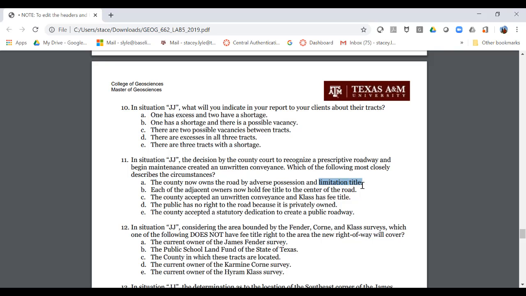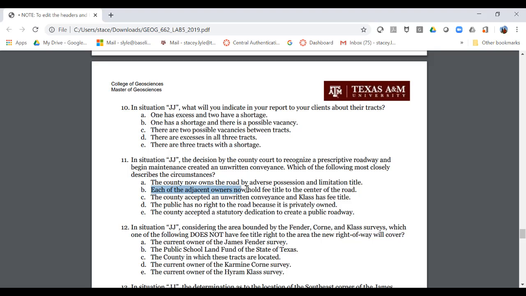The limitation of title, saying that my title has reached its limitation, is not true. I would always own that land. They might have the use of it, but my title, meaning the ownership, would never go away. It could maybe ripen into a prescriptive easement, but never ripen into a title. That has to be adjudicated through a court of law.